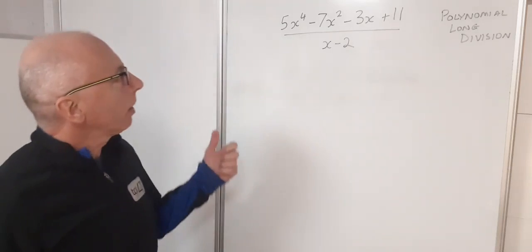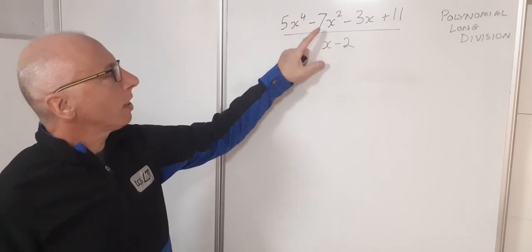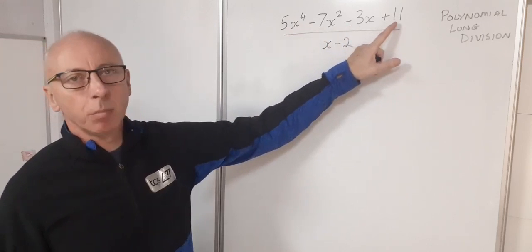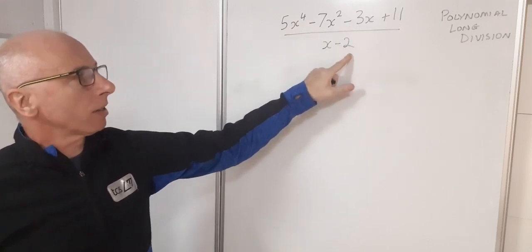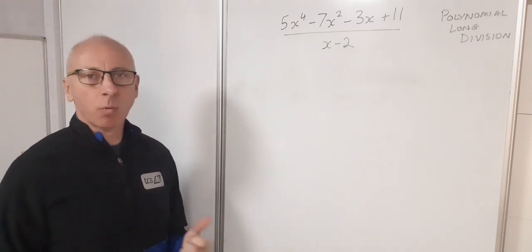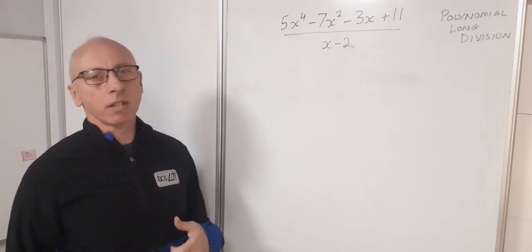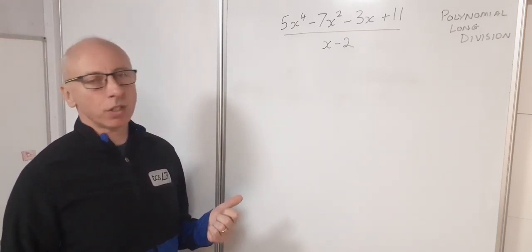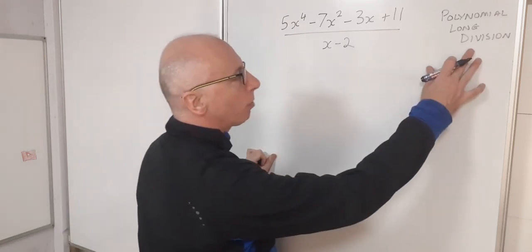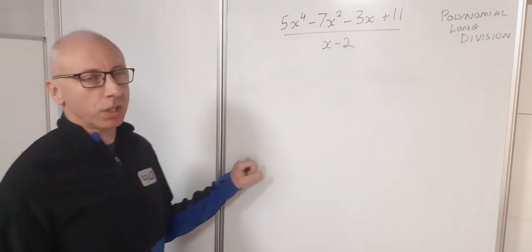So I've got a question here. We've got 5x to the 4 minus 7x squared minus 3x plus 11, divided by x minus 2. Now we don't know what x is, so this is quite a complex algebra question. So using polynomial long division is the technique we're going to use.